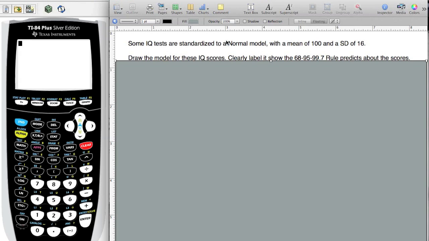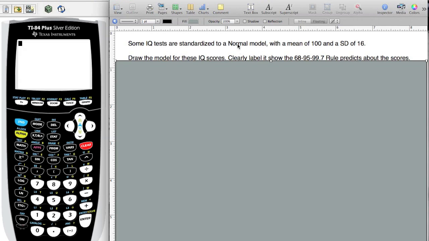How do we use the calculator to find two specific ones? How do I find it? How do I use it to find the area under the curve, just like I would use a z-table for? And how do I go backwards and find z-scores or the original x values of the problem?